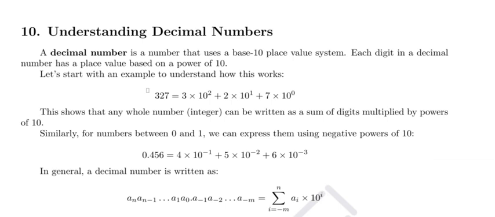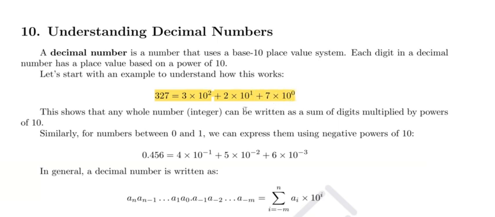A decimal number is written in a place value system that uses 10 as the base. In this system, the position of each digit tells us a power of 10. That position is its place value. Let me give an example so it is clear. Look at the number 327. It is not just 3, 2, and 7 stuck together.